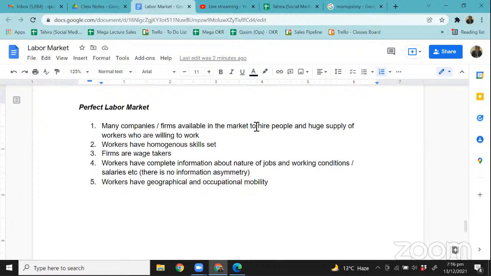Now, obviously, we know that not all of these characteristics hold true in every market. I repeat myself, not all of these characteristics hold true in every market. And therefore, those markets are not perfect labor markets and those are imperfect labor markets. I'll give you a couple of examples after this, but the very last characteristic is that there are no external influences on wages.